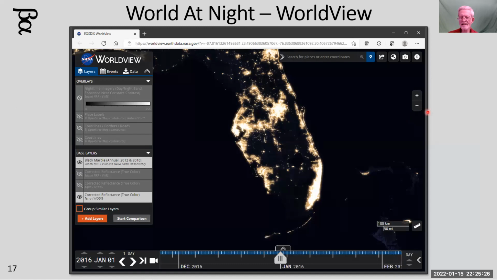And if you want to get as close to tonight's view as possible, this is World at Night Worldview. And you can start with historical data, for example, this is historical data going back to January 1st of 2016. But you can look in a different layer and find data from January of 2022 if you wanted to. And then, of course, you can use the zoom in capability and find where individual sources of light are.